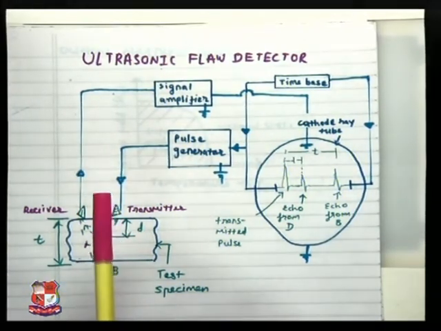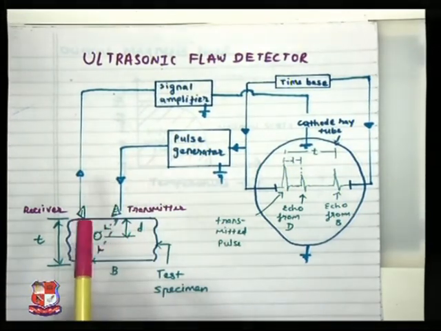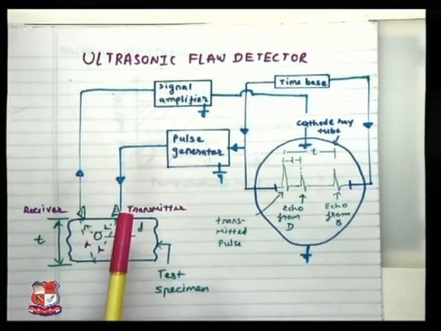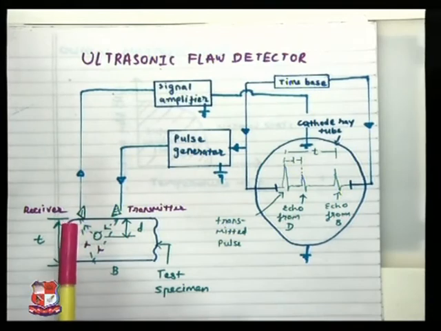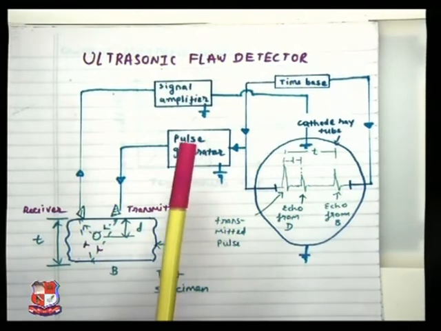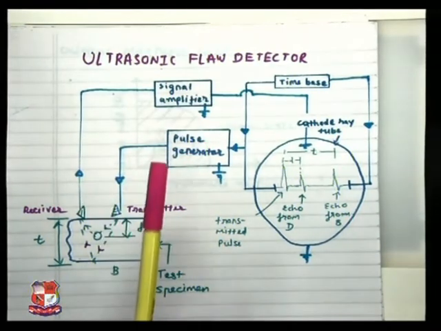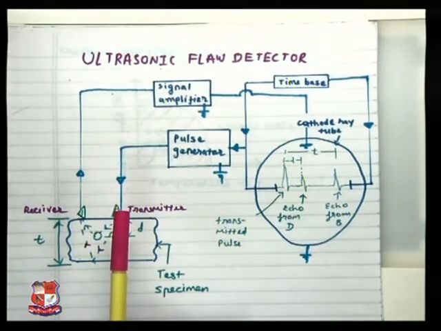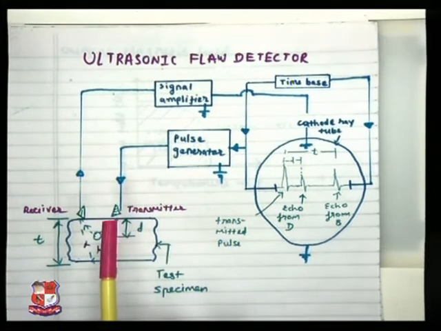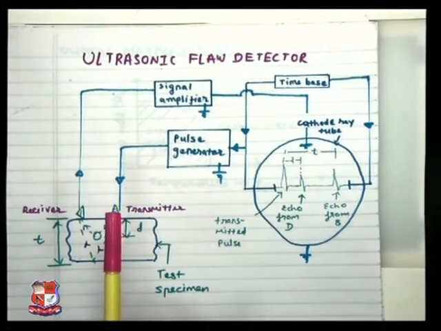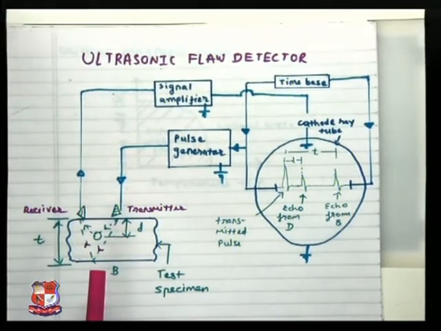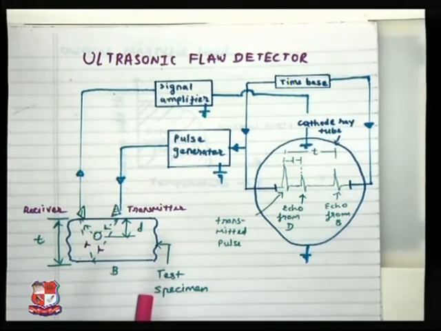With that, you can see the two small triangles. Actually they are the transducers which convert one form of energy into another. That means when alternating voltages are applied through the pulse generator to this transmitter, this electrical signal is converted into ultrasonic waves, and those ultrasonic waves pass through this material or test specimen.